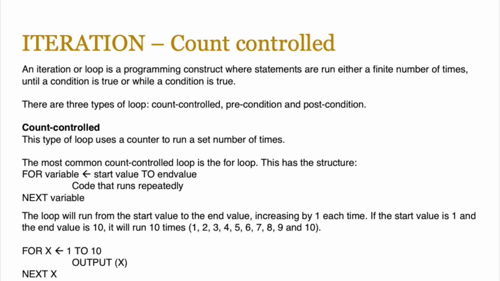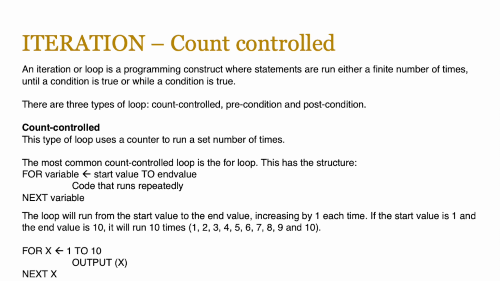We're going to look at count controlled first. This type of loop uses a counter to run a set number of times. And the most common count control loop is the for loop. And you need to know how the for loop works. So look at the example. The for loop is using a counter x, which is set from 1 to 10. So it's going to start with 1 and it's going to keep going until 10. And for every time it runs, it's going to output the counter itself, or x.